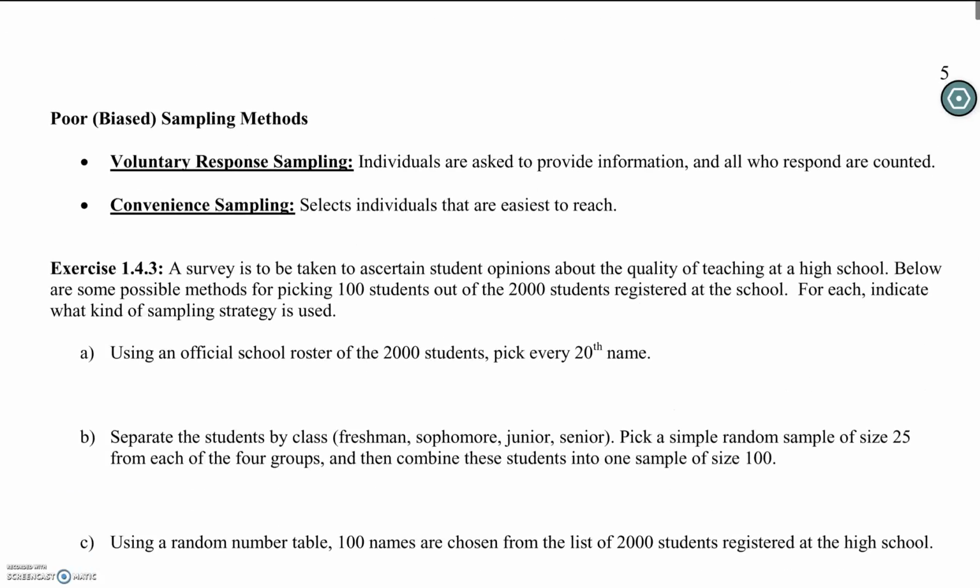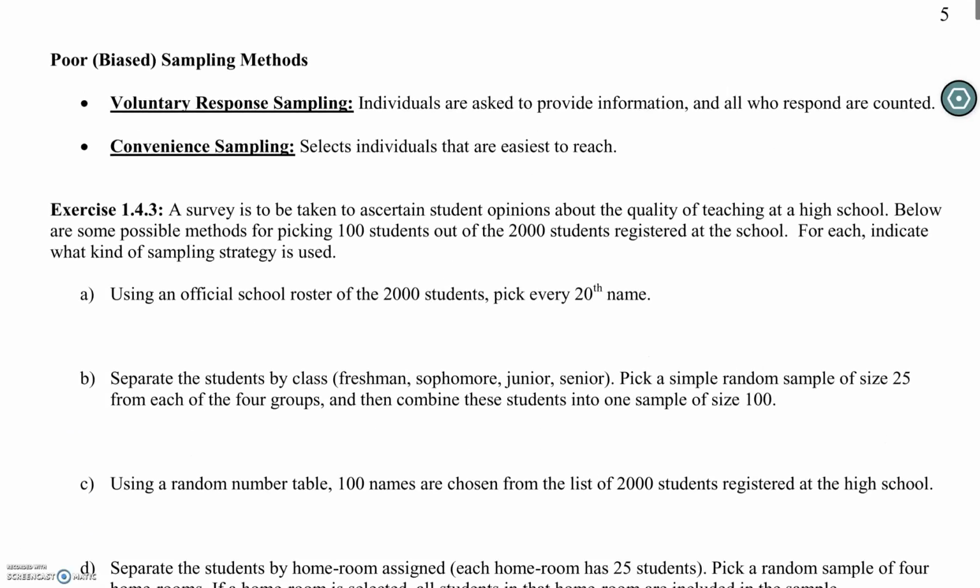There are some bad sampling methods that are available. Voluntary response sampling. So if I asked everybody, please respond to this survey, and I only get 10 of the 50 students responding, we saw this with the political scientist example. We're going to run into trouble with those people who respond being the ones who care the most or are just the most involved, and therefore will be different than the people who didn't respond.